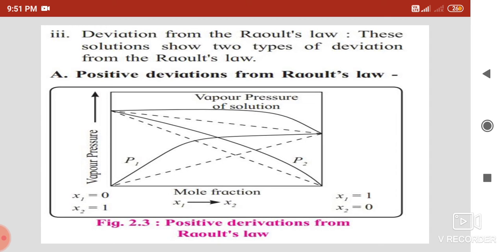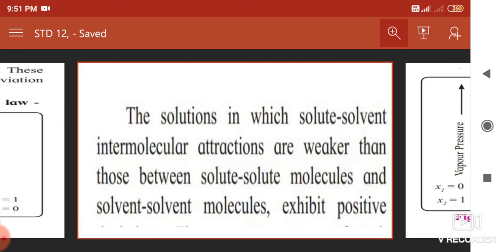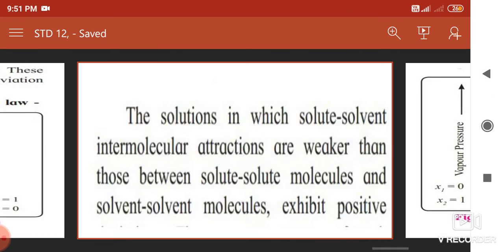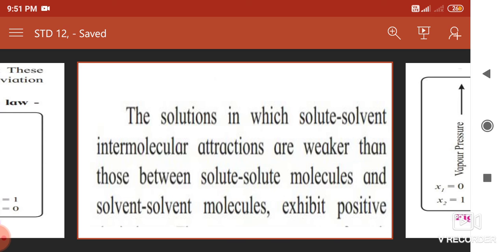You can see in graph 1 that it shows a positive deviation from Raoult's law. A solution in which solute-solvent intermolecular attractions are weaker than those between solute-solute molecules and solvent-solvent molecules exhibits the positive deviation. It shows a positive deviation when the solute-solvent intermolecular attraction is weaker than that between solute-solute and solvent-solvent molecules.